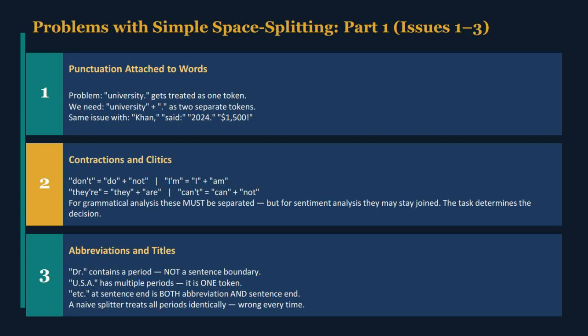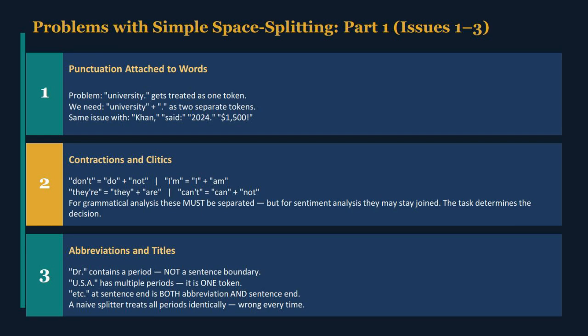The first problem, punctuation attached to words. In English text, punctuation markers are typically written directly adjacent to the words with no space. The word university in inverted commas at the end of a sentence has a period attached to it and 2 inverted commas attached to it. And if we split at space, we get university with all of them as a single token. But for most purposes, we want university and a full stop or the inverted commas to be treated separately in NLP. This is the first problem.